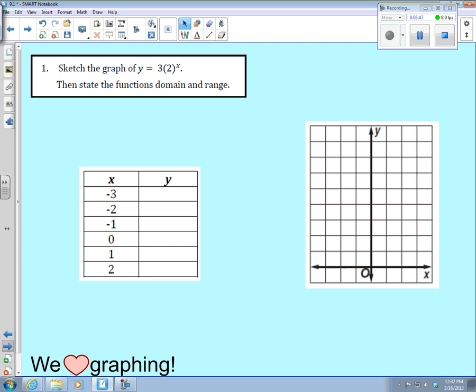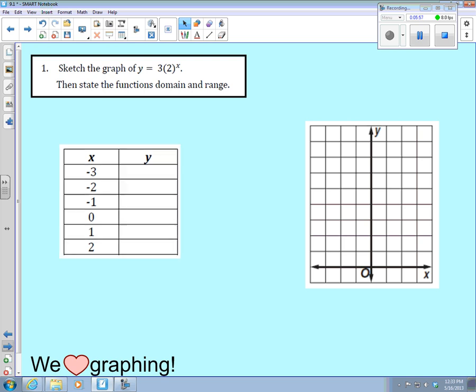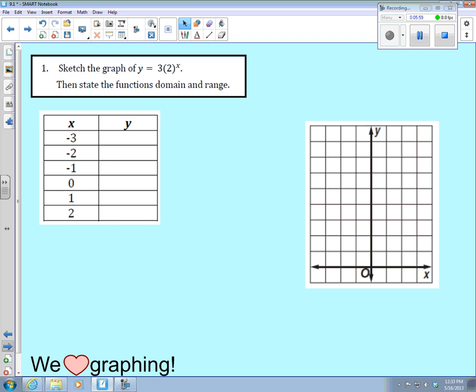So just graphing one. Sketch a graph of y equals 3 times 2 to the x power, then state the function's domain and range. Okay, so we got a little table here that we'll be filling in. One way you can do this, you can plug these into your graphing calculator and hit table and generate your values, but I'm going to show you kind of where these values come from.